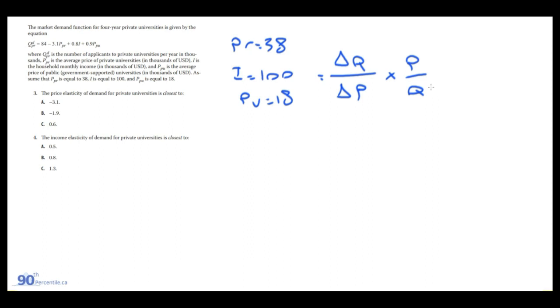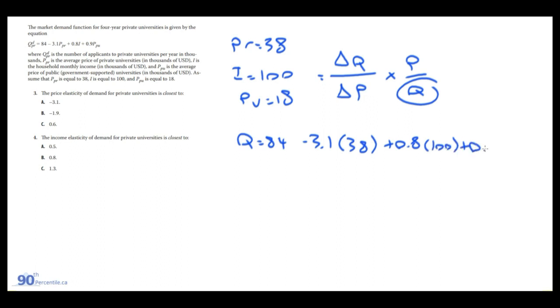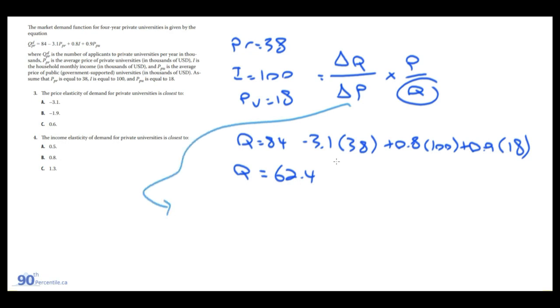But we're going to have to solve for Q given these inputs. When you have multiple inputs, you just have to sub them all in and then solve for the quantity demanded of private universities. So it's going to be Q equals 84 minus 3.1 times the price of private, which is 38, plus 0.8 times income, which is 100, plus 0.9 times public, which is 18. You run this out and you get the quantity demanded of 62.4. So now we have everything we need for the elasticity formula.